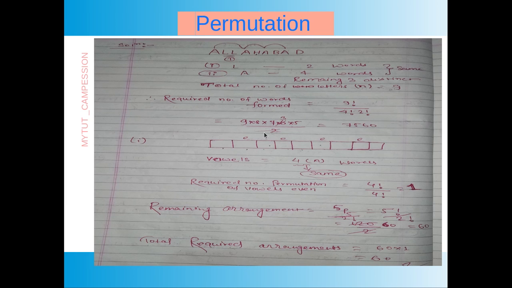If we put 4 A's here, how many ways? You have 4 A's, all are the same, so you can put them in one way. So the remaining arrangement equals 5 factorial divided by 2 factorial, because you have 2 L's the same. Then we have 60 ways. Now total required arrangement equals 60 into 1. You have 60 ways to arrange this.